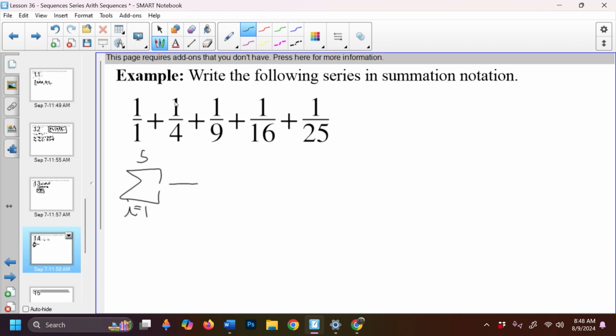So I have 1, 1, 1, 1, 1 on the top, so it never changes. I'm just going to put a 1 up there. Now, hopefully, you recognize from the last example that 1, 4, 9, 16, and 25 is just our counting values squared. So I'm going to take that i, and I use an i because that is our index, and I'm going to put a square on it. 1 over 1 squared is 1 over 1. 1 over 2 squared is 1 over 4. 1 over 3 squared is 1 over 9. 1 over 4 squared is 1 over 16. And 1 over 5 squared is 1 over 25. That is my final answer.